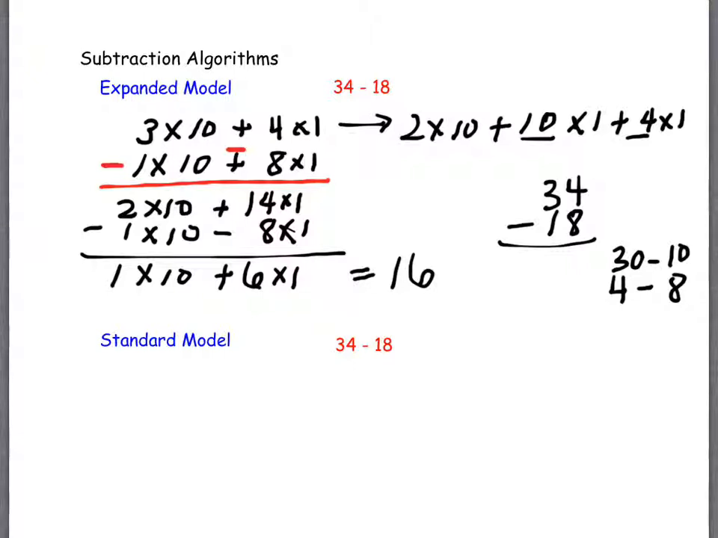30 minus 10 is 20. 4 minus 8 is what? I know this moves us outside of whole numbers, which is why it's not in your book. But what is 4 minus 8? It's negative 4.